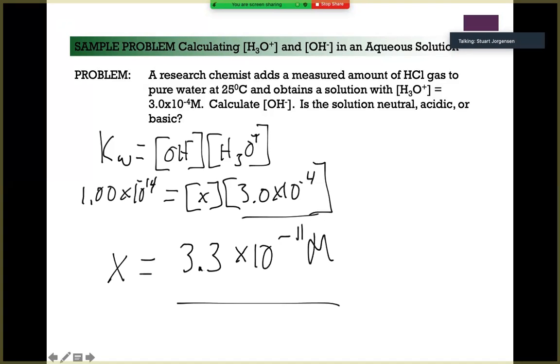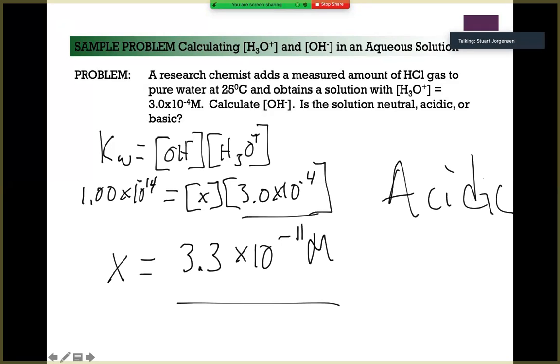What do we have more of, acid or base particles in solution? Negative fourth is bigger than negative 11th. This is acidic. The other way we could find out is we could do the negative log of that 3.0 times 10 to the negative fourth, because if we do the negative log of that value, we get the pH. Well, we get a pH of 3.5. That's less than 7.